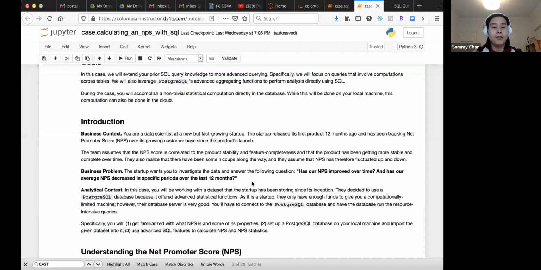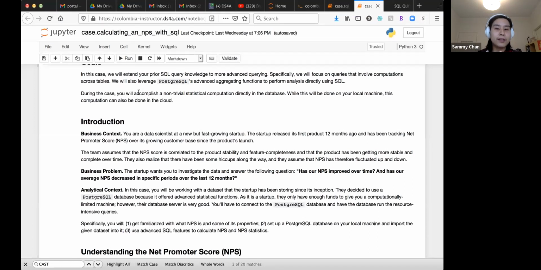In this case, we'll be first using a slightly different SQL engine. So remember, let me start sharing my screen. Yeah, remember in the previous case we were using SQLite, right? Here we are going to be using PostgreSQL.